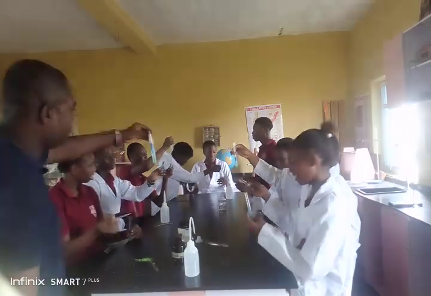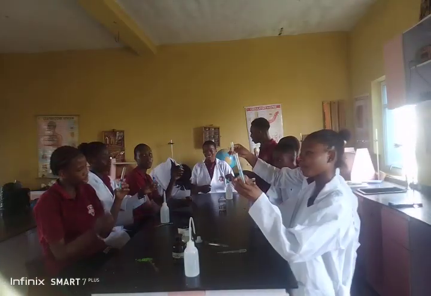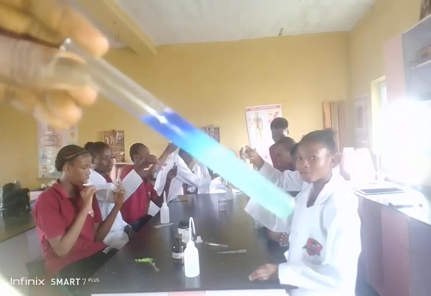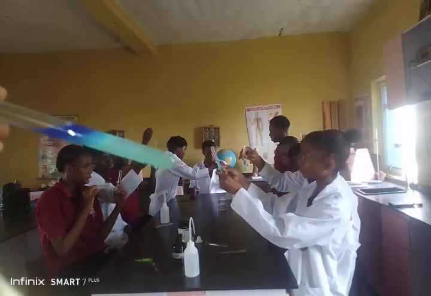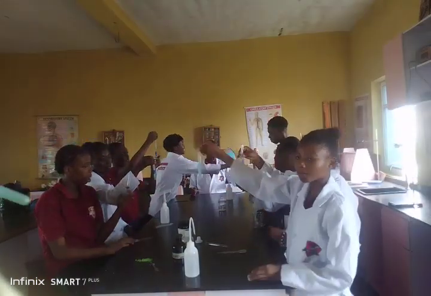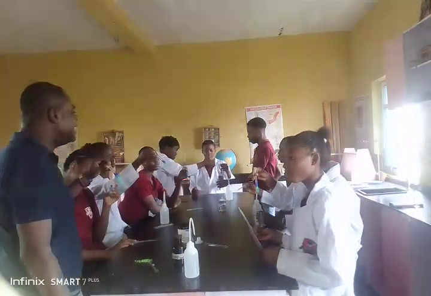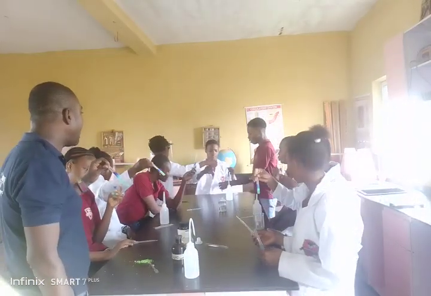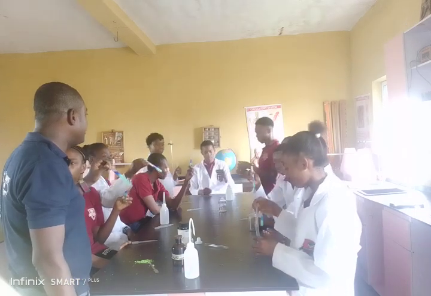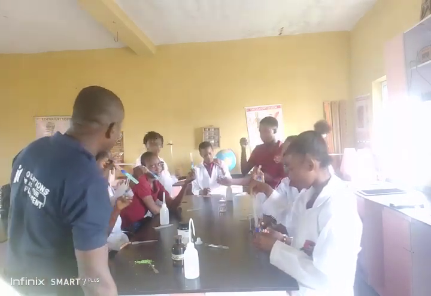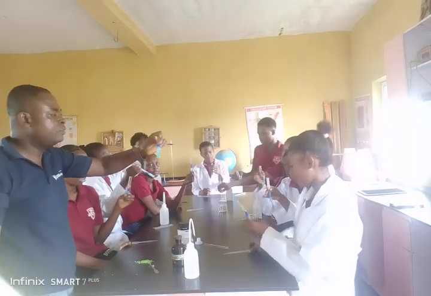Please, let's see what we have. What did you see? You will see that the pale blue precipitate will dissolve to form a deep blue solution. That deep blue solution is a complex ion, which is the tetraamine copper 2 ion. Tetraamine copper 2 ion. So that is what we have done.